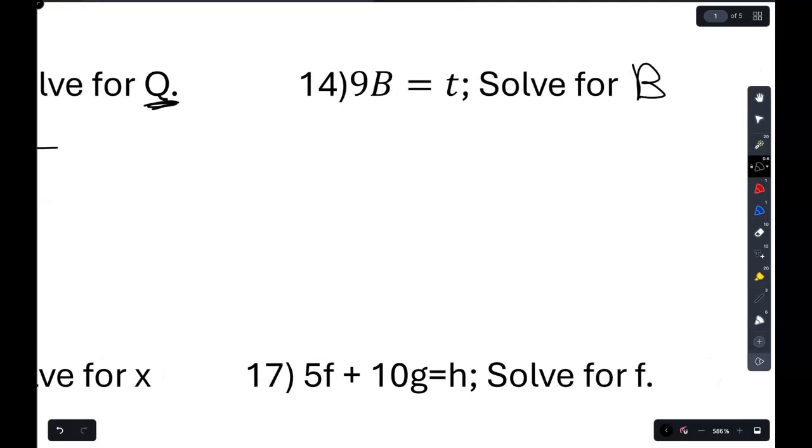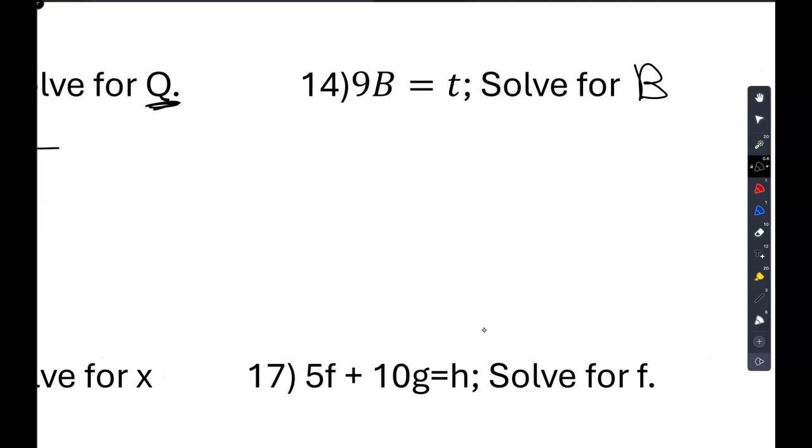All right, 14, they want us to solve for b. Now here, b is being multiplied by 9. Seems weird, well actually not. You got b times 9 here. So we're going to do the opposite of multiplication and divide by 9 on both sides. The 9's will cancel out, and b is equal to t over 9. So those are some simple one-step literal equations there.